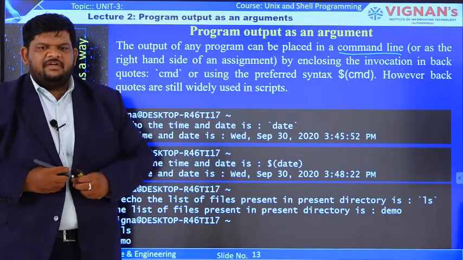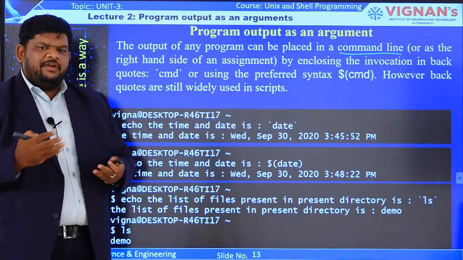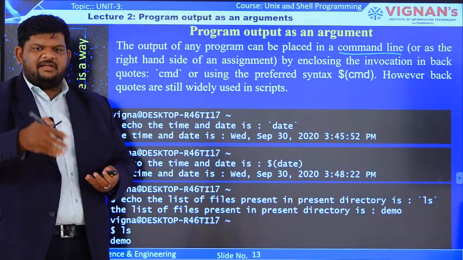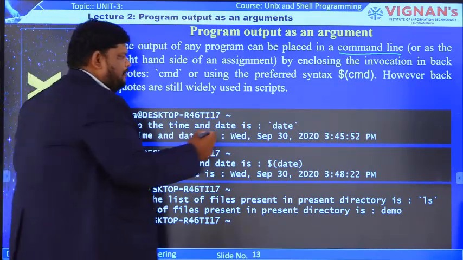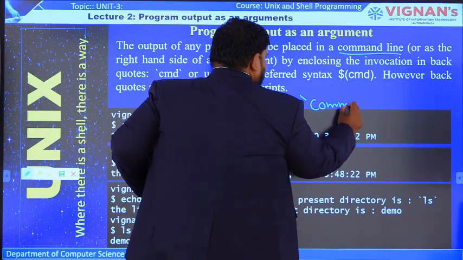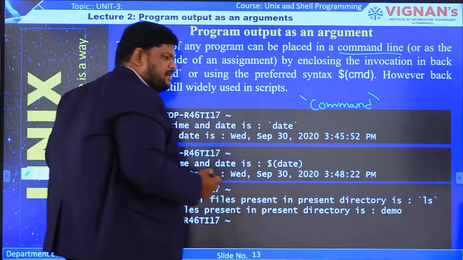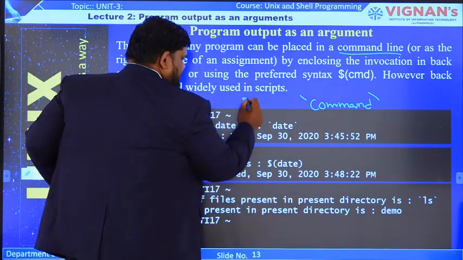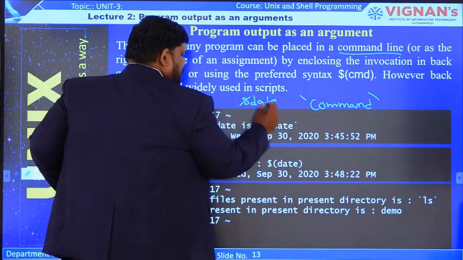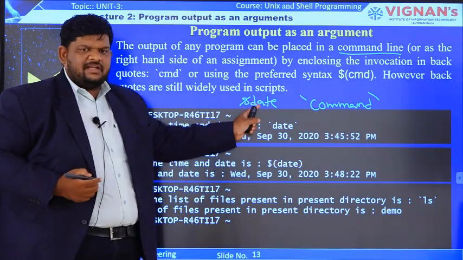In unit 1 we already discussed this topic, command substitution. How are we going to substitute the command in the command line? With the help of backquotes. With the help of backquotes we can write the command. Why are we writing these backquotes? For example, if you write the date command without any backquotes, the shell always treats the first word as a command.